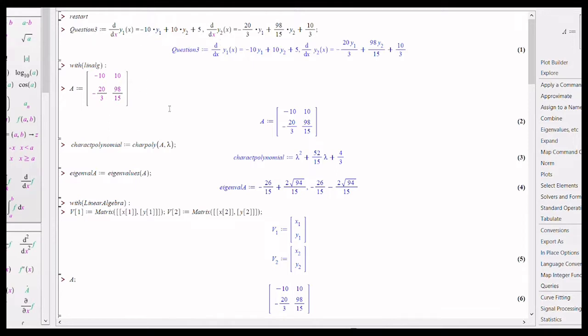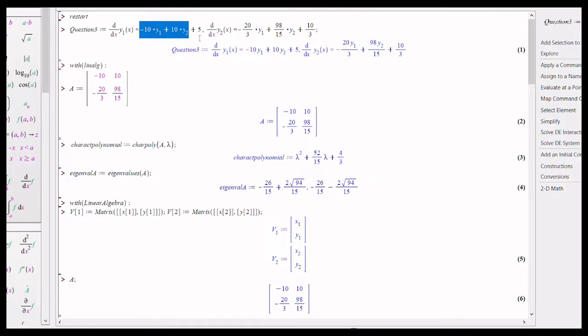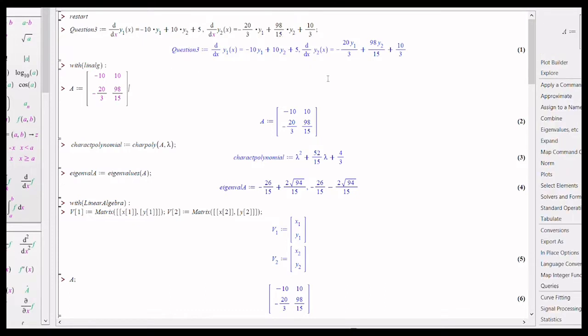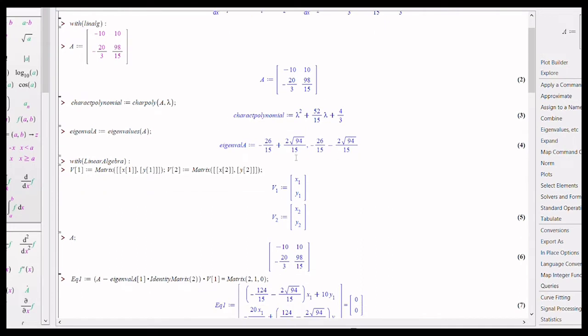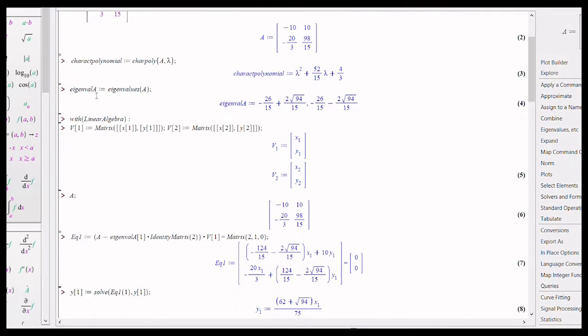So for A, we take the values of y1 and y2 for the first equation and also y1 and y2 for the second equation. Then we solve it. Okay. Step 2, we find the eigenvalues and the corresponding eigenvector of A.